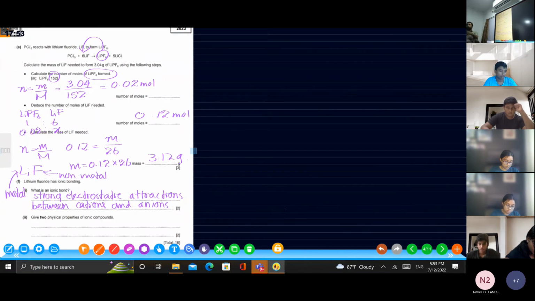Sometimes you might have written that it's the bond between metal and non-metal. I told you don't write that. Yes, we guess it from that. But metal forms cations, non-metal forms anions. The real bond is between the two oppositely charged ions, right?